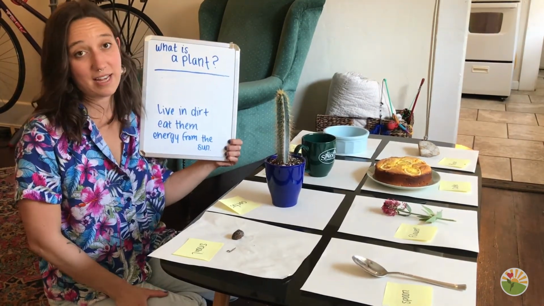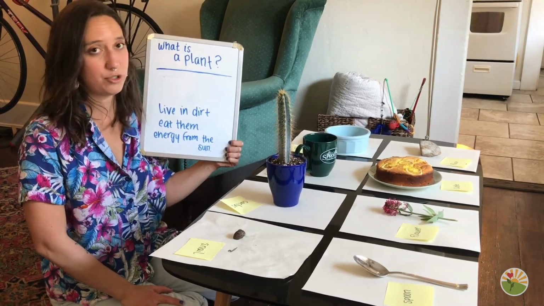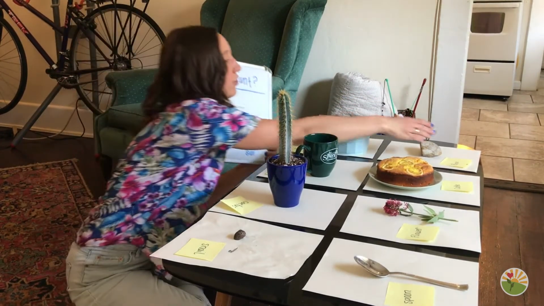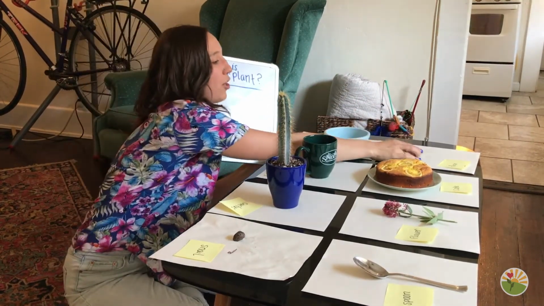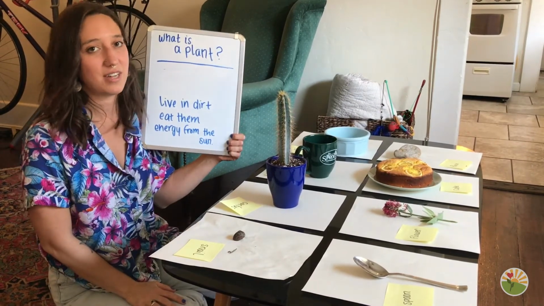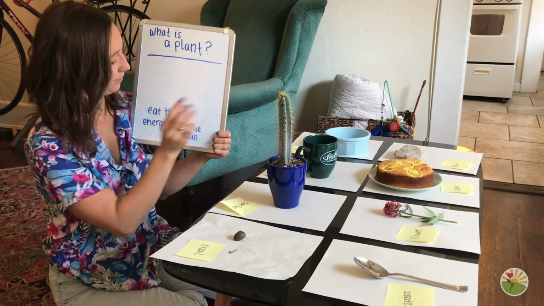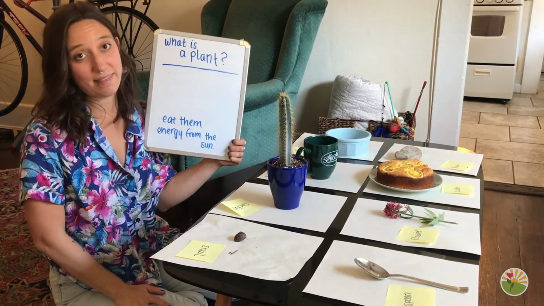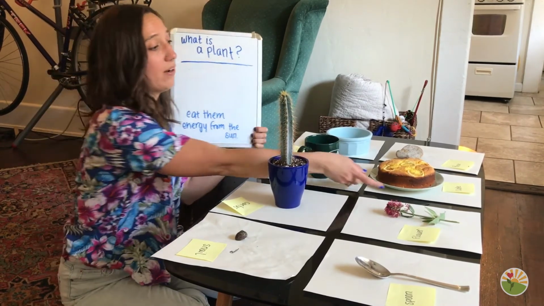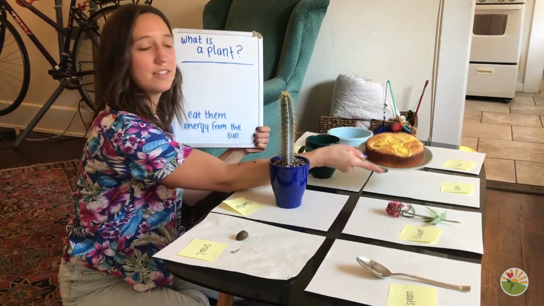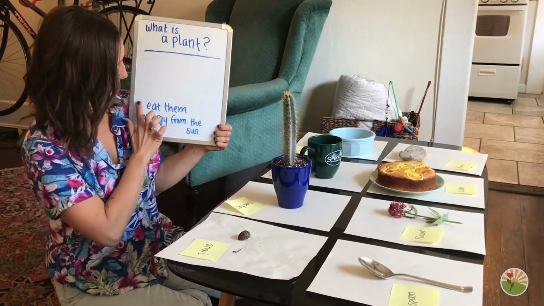Next on the list, we said that plants live in dirt, which is true. A lot of plants do like to live in dirt, but so do rocks. Rocks live in the dirt. So just because it lives in the dirt does not mean that it is a plant. Okay, eat them. Yes, lots of different plants we can eat, but we can also eat this cake. So just because you can eat it does not mean that it is a plant.